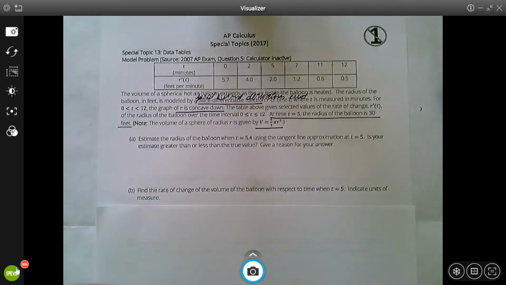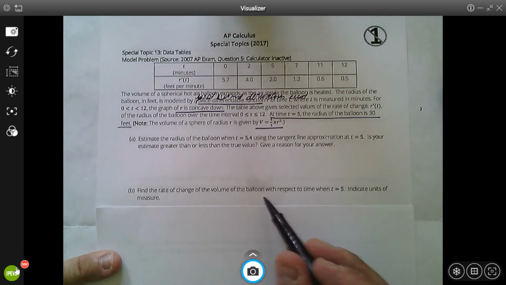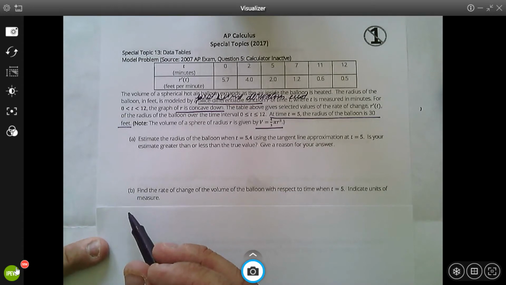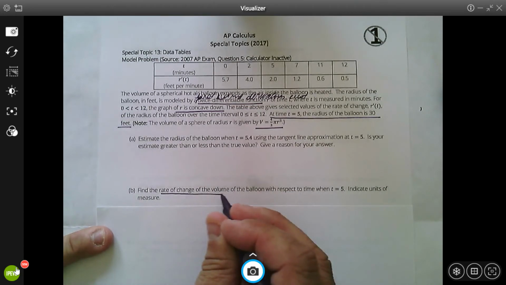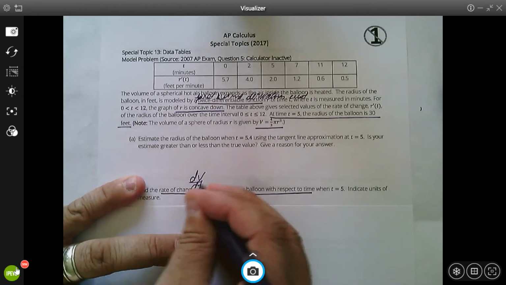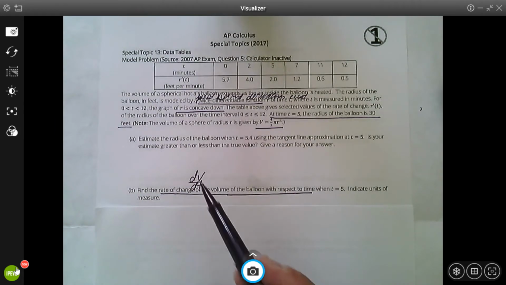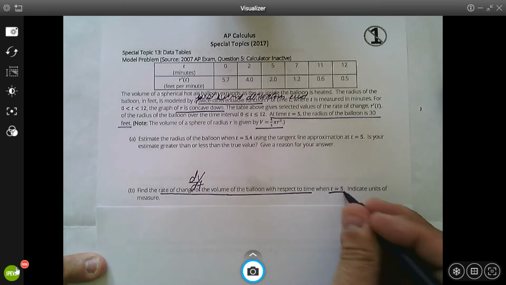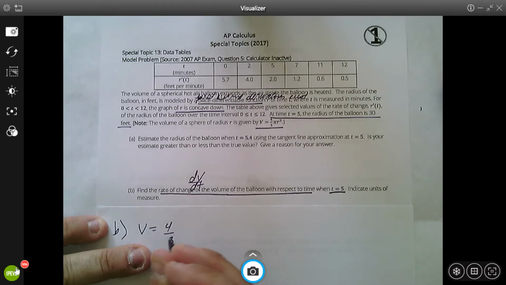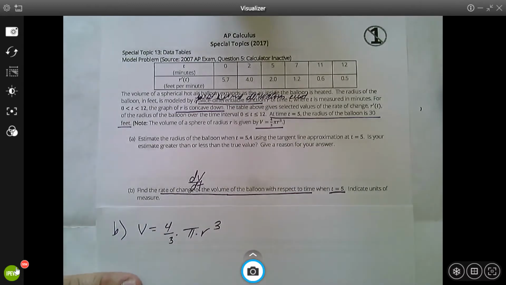Okay. B. Find the rate of change of the volume of the balloon with respect to time when t equals 5. Indicate the units of measure. Rate of change of volume with respect to time, that's dV/dt, the derivative of your volume with respect to time when t is equal to 5. Well, we know, we were told earlier, that the volume is 4/3 pi r cubed.